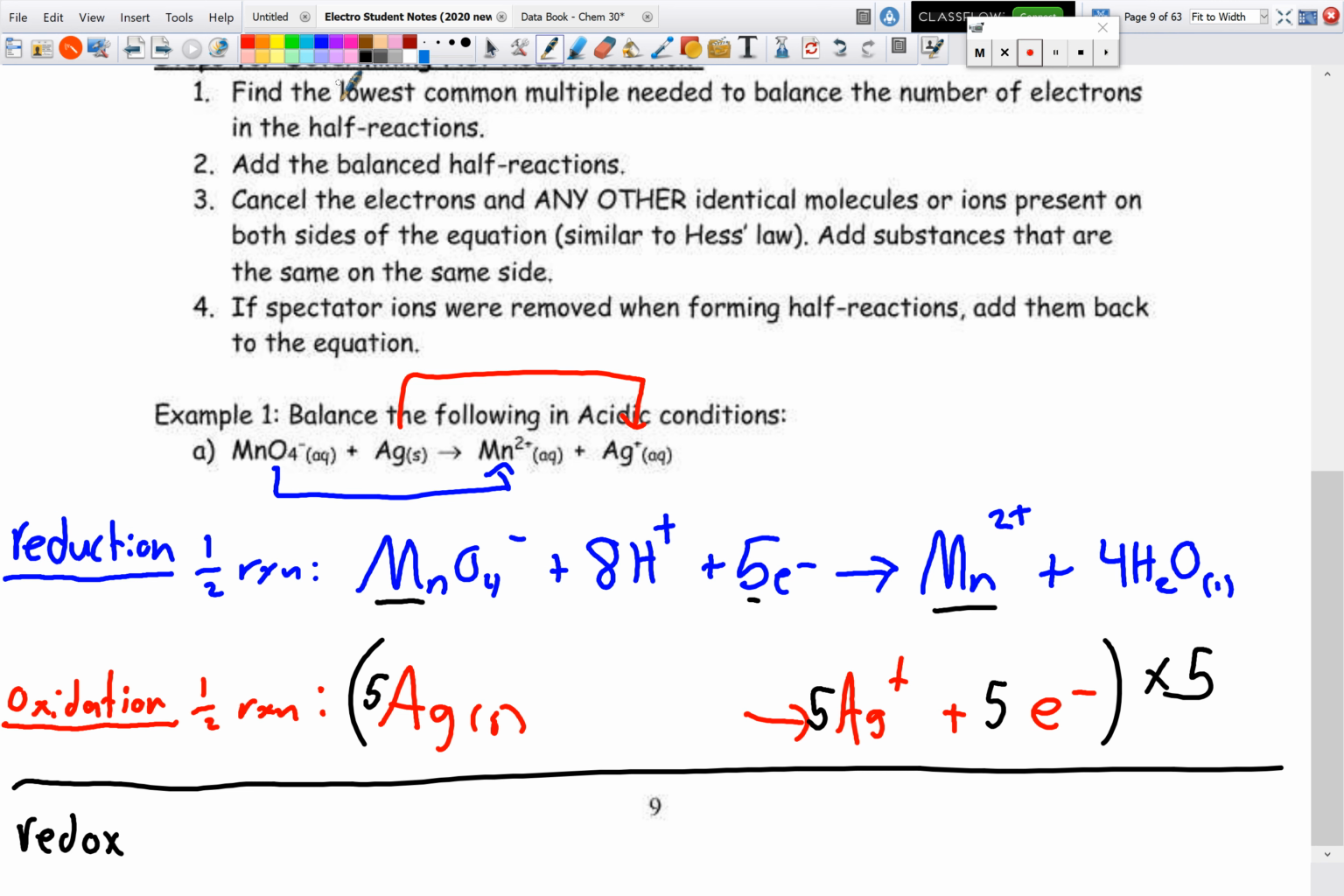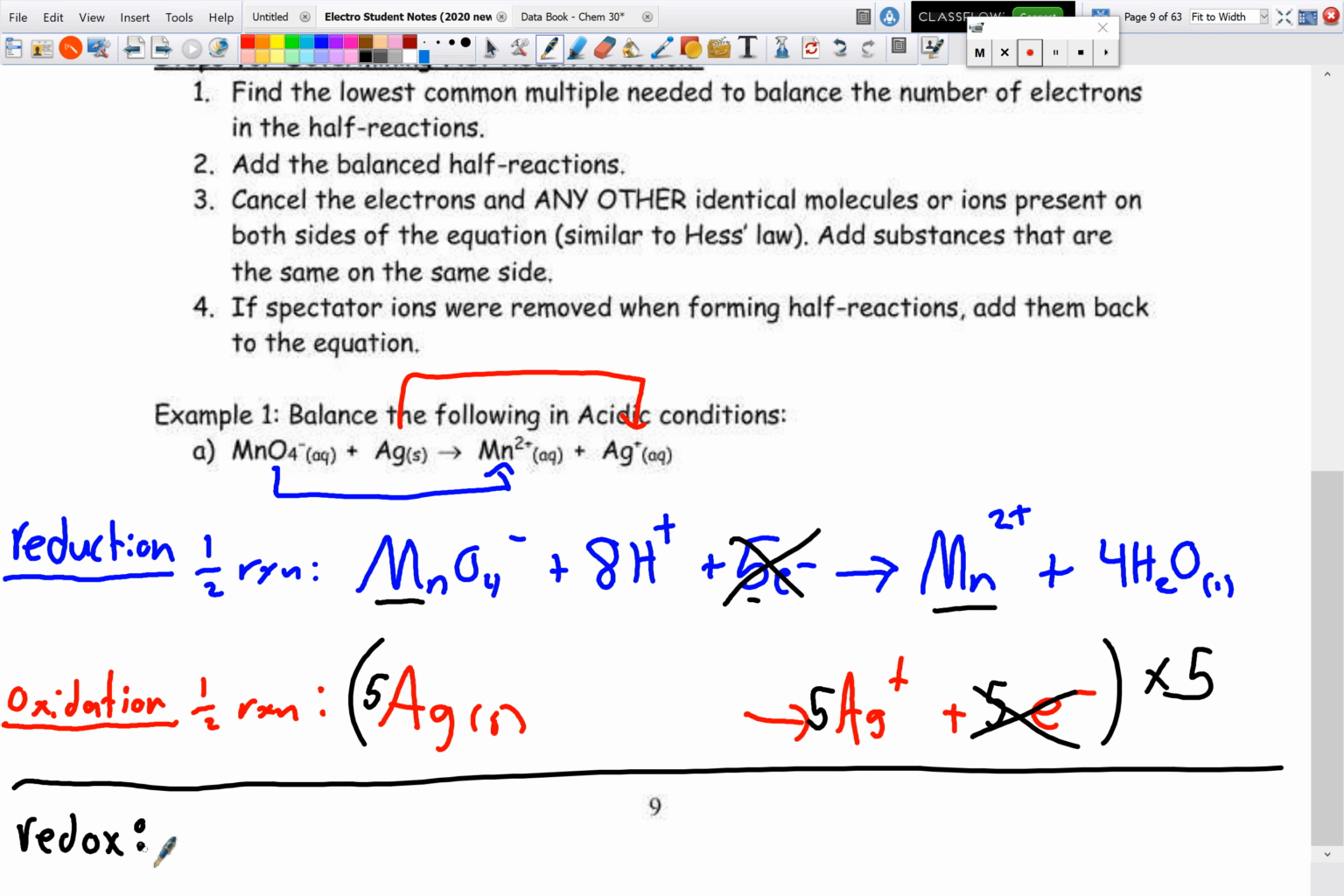Now we do have to be careful, cancel out electrons and any other identical molecules, so very similar to Hess's law, that's if they show up on opposite sides. If they show up on the same side, we're going to add them together. So what we have right here, now we have 5 electrons on our product side, they're going to cancel out with our 5 electrons on our reactant side, and that should be our only thing that gets canceled out.